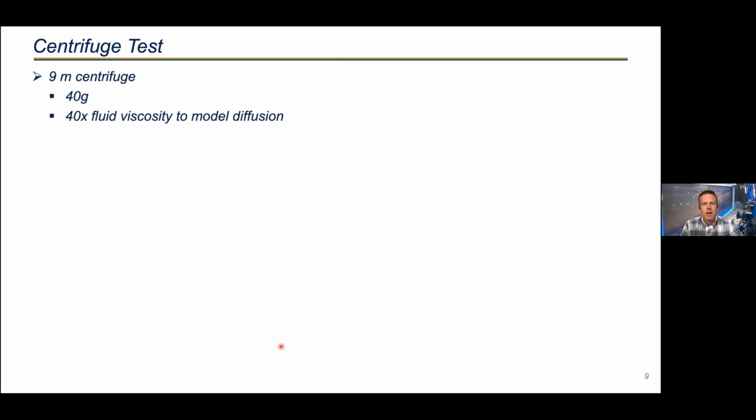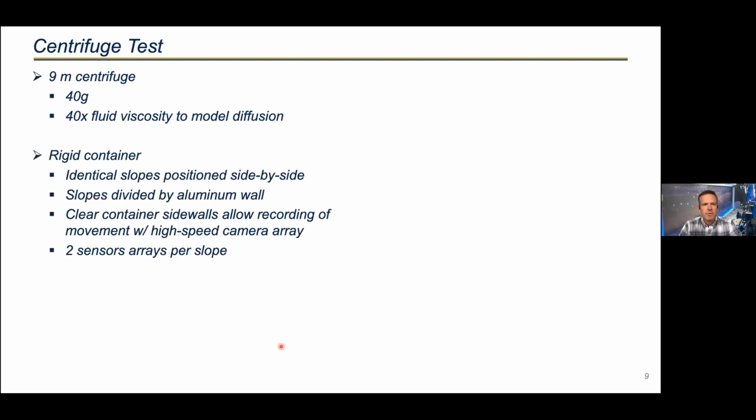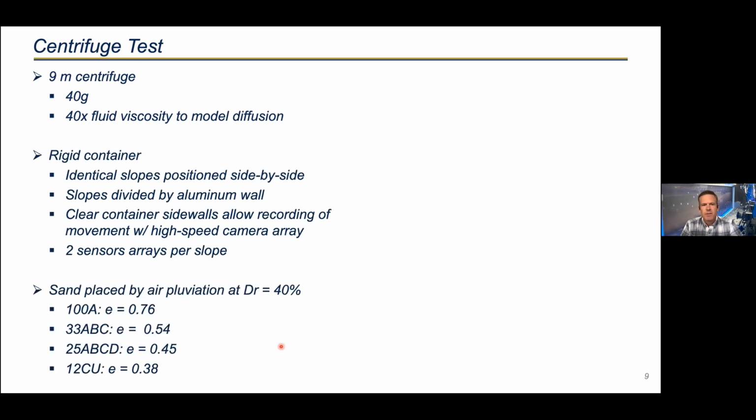And then the centrifuge model is using the 9-meter centrifuge at UC Davis, 40 times gravity and 40 times scaling of the viscosity to capture diffusion appropriately. We're using a rigid container with side-by-side models in parallel with each other, so there is no directionality dependence. Divided by an aluminum wall, a clear sidewall that allows recording of movement, and we have 2 different sensor arrays.